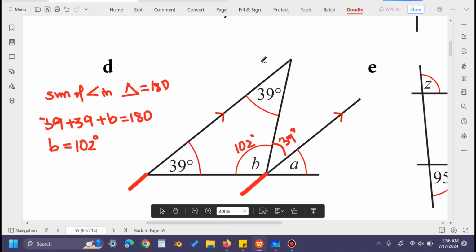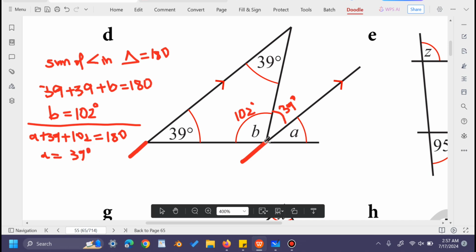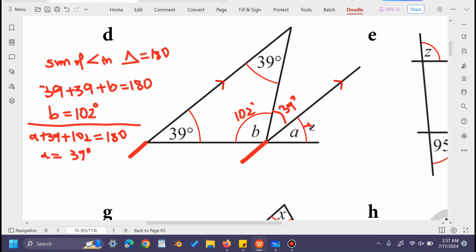And with this we can also say, what will a be? It's very simple. We will say here a plus 39 plus 102 is equal to 180 degrees because it is on a straight line. So this is going to be 180 minus 39 minus 102. This will give us an angle of 39 degrees. So this will be 39 degrees as well. a is going to be 39. Right?